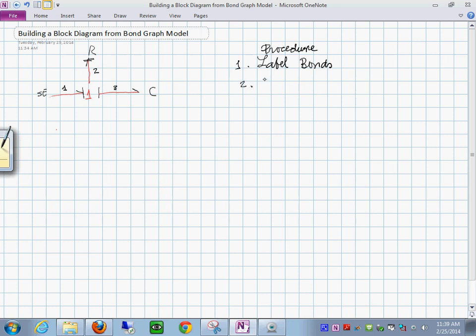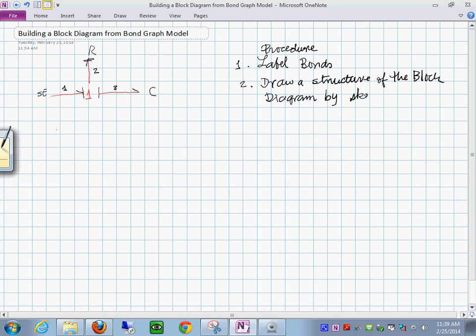Two, I would say draw structure of the block diagram by sketching the efforts and flows on each element.